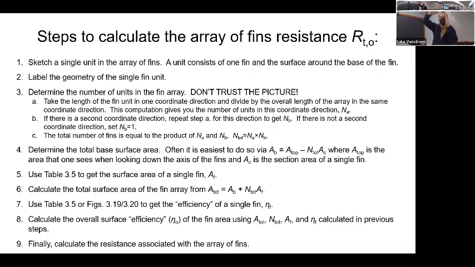So it's like 2 sides of a table. If I want to figure out how many things are on the table, right, I take the length of this side and the length of this side and I multiply them together, and that gives you your total number of fins in your array. Okay.